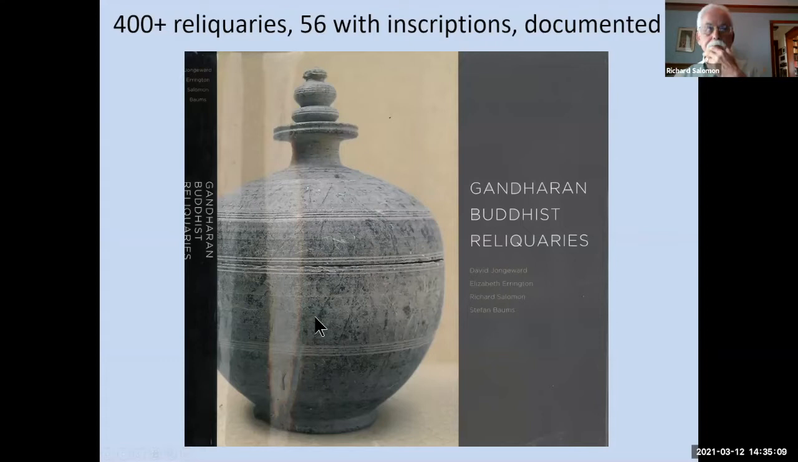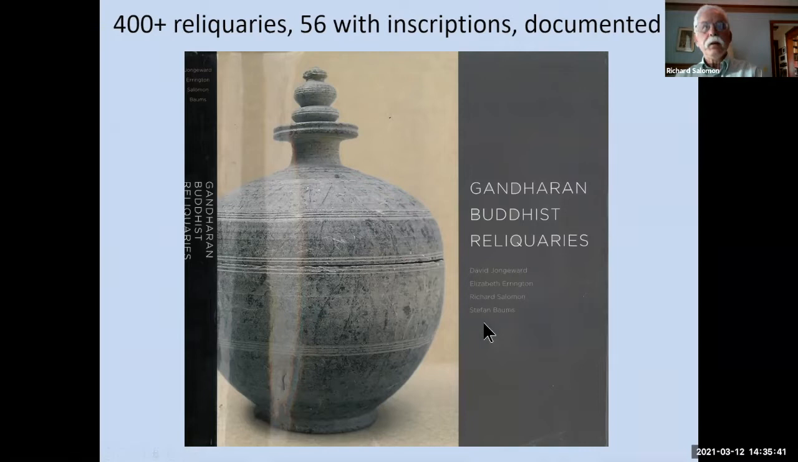So this contains his documentation of all the inscriptions, and it should contain some additional material, particularly Stefan Baums' now definitive edition of the 56 inscribed. I'm sorry, that's incorrect. It should be 58 inscribed reliquaries. So there's a long chapter in that book in which he re-edits and retranslates all of them, and that's now quite authoritative.